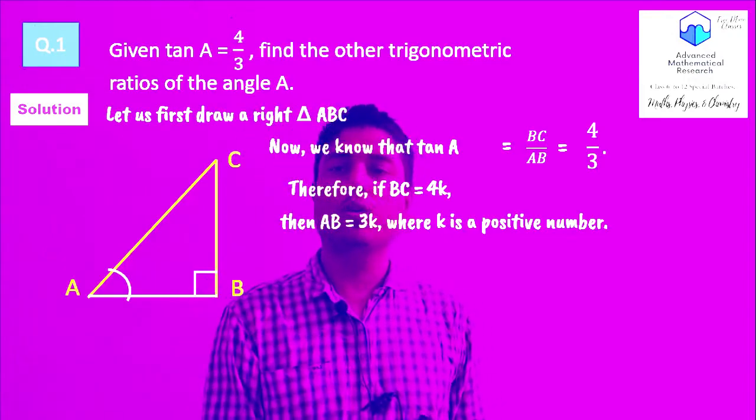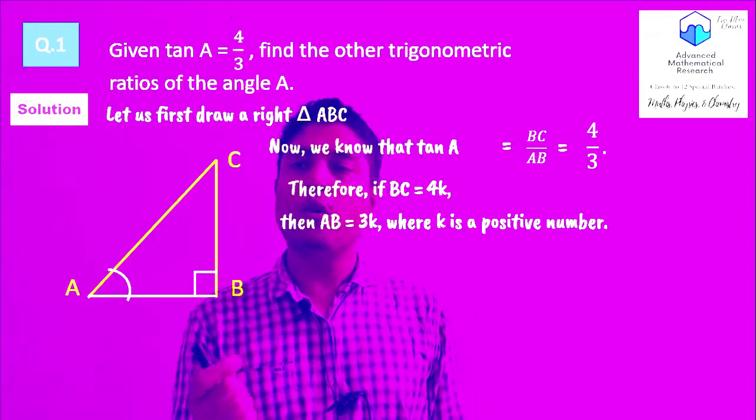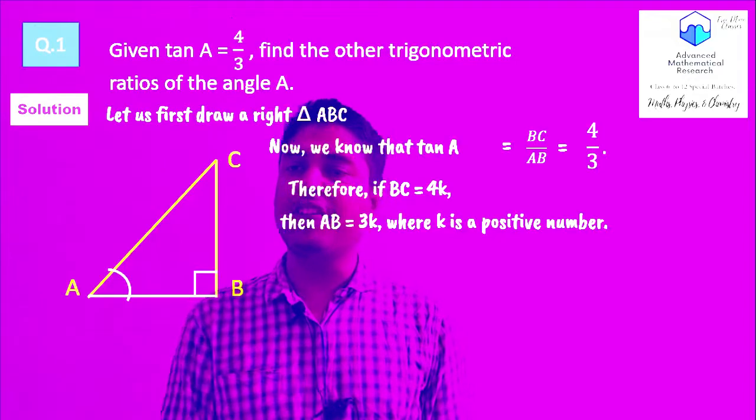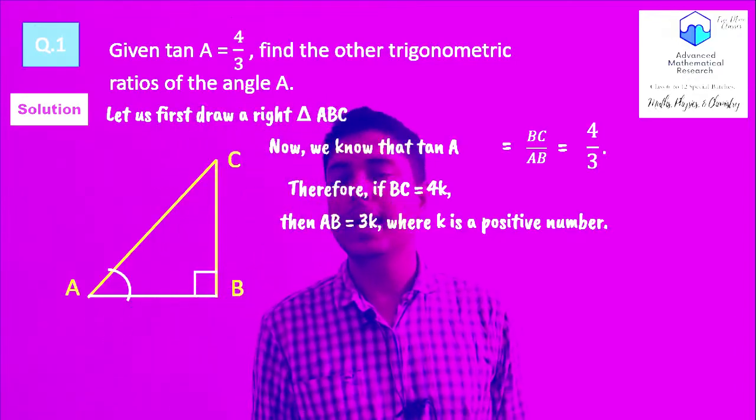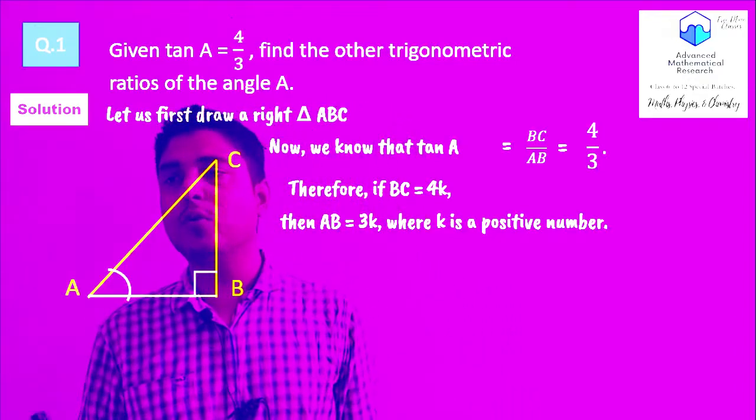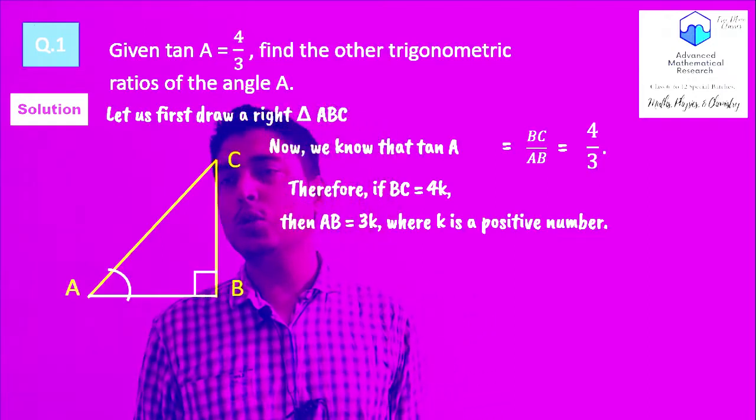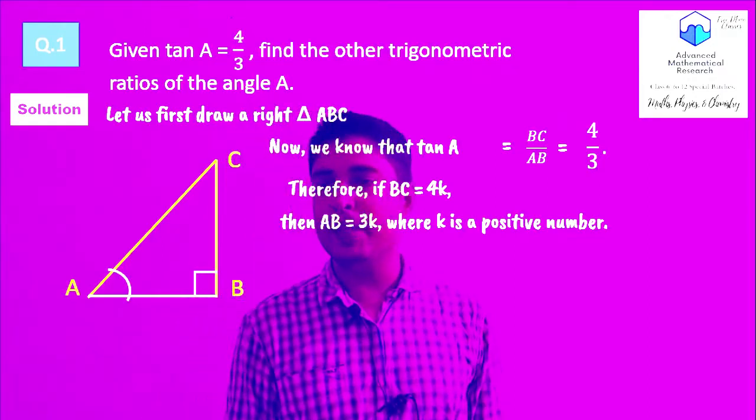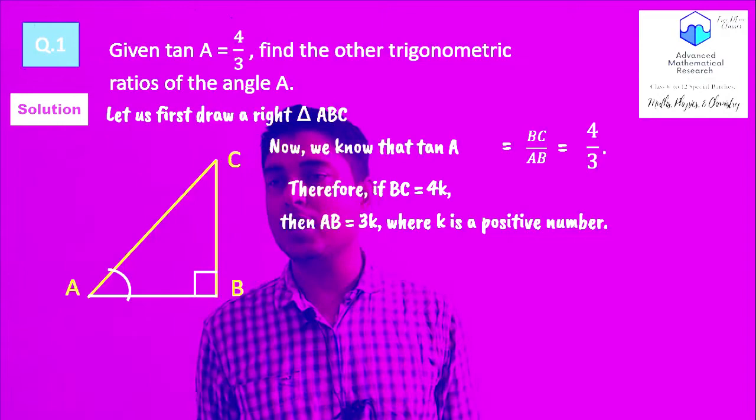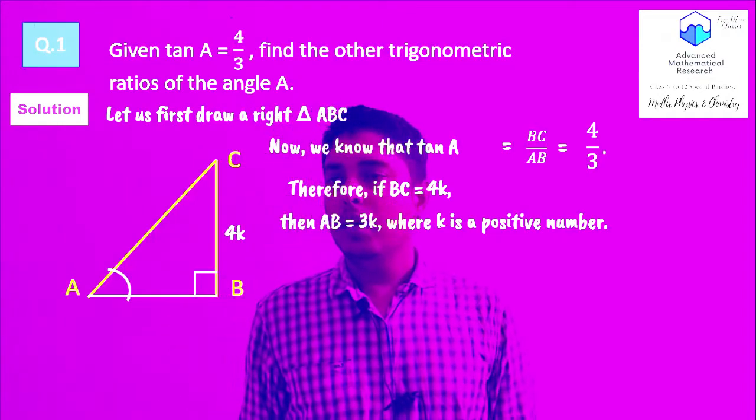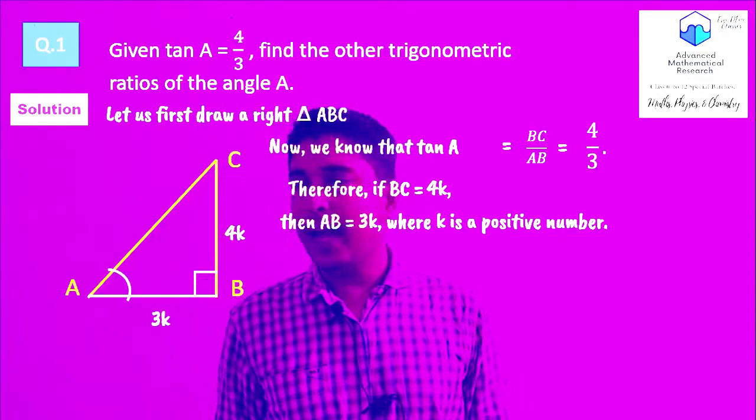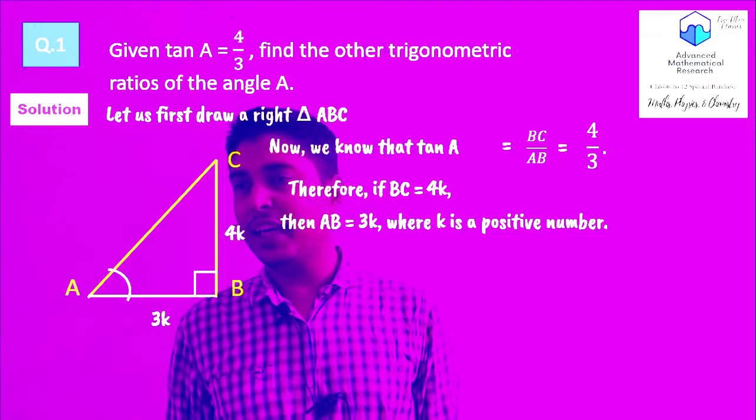If k is 4, then if k is 5, so 4 into 5 divided by 3 into 5. So 5 and 5 will cancel and again it will be 4 upon 3. Exactly, we do not know the value of k, so we will assume it to be some variable. We have defined BC and AB, where k is some positive constant. Now, BC is equal to 4k and AB must be equal to 3k.